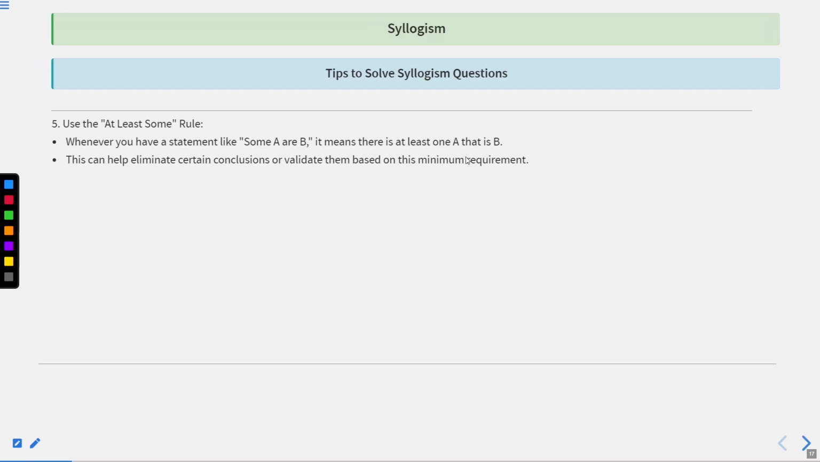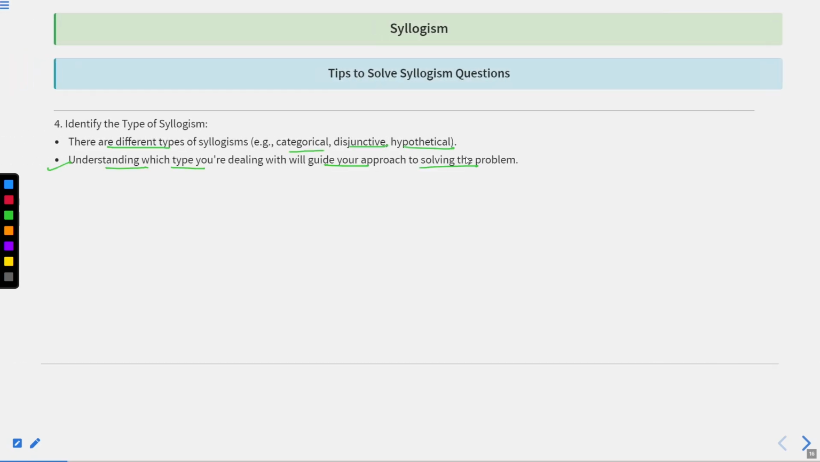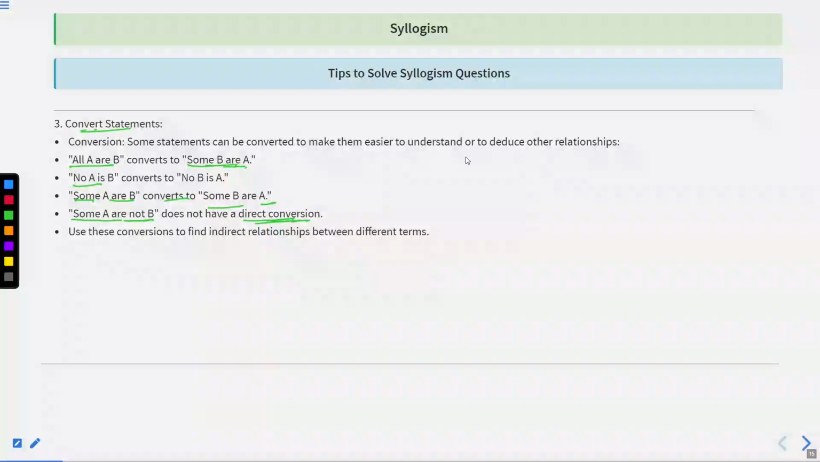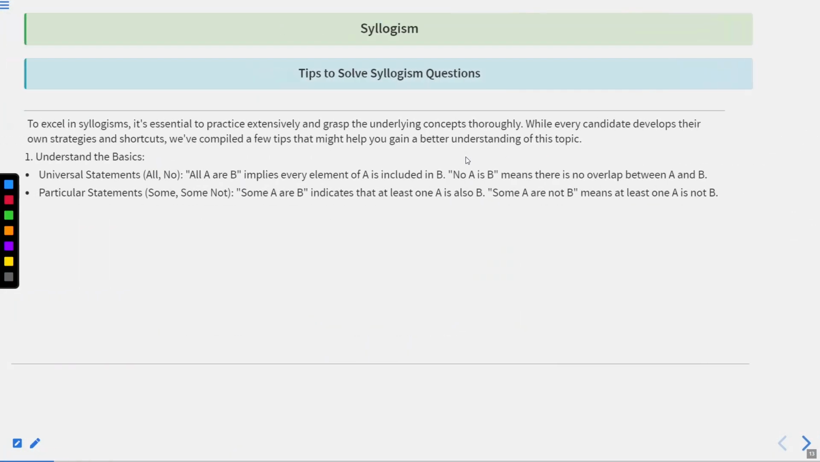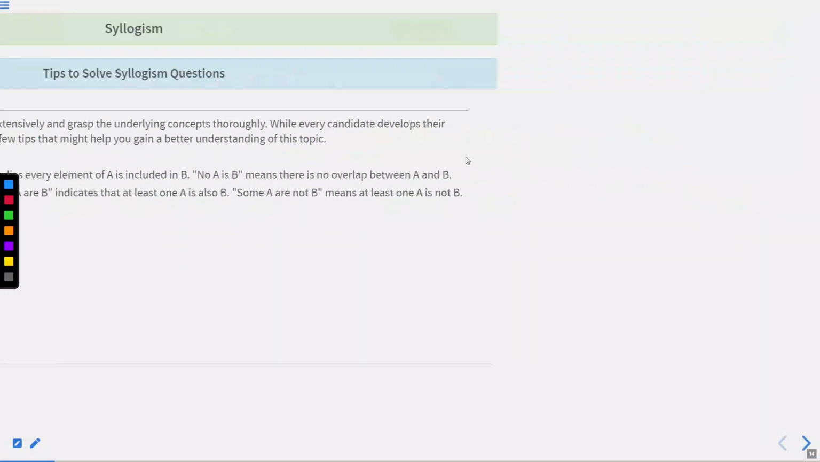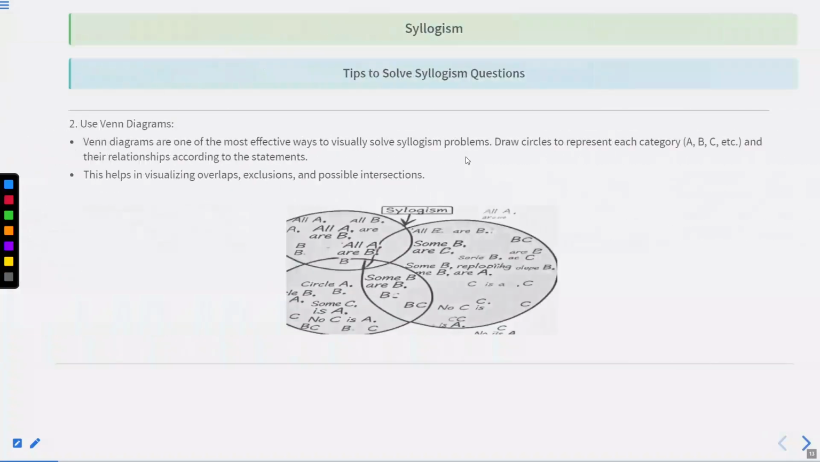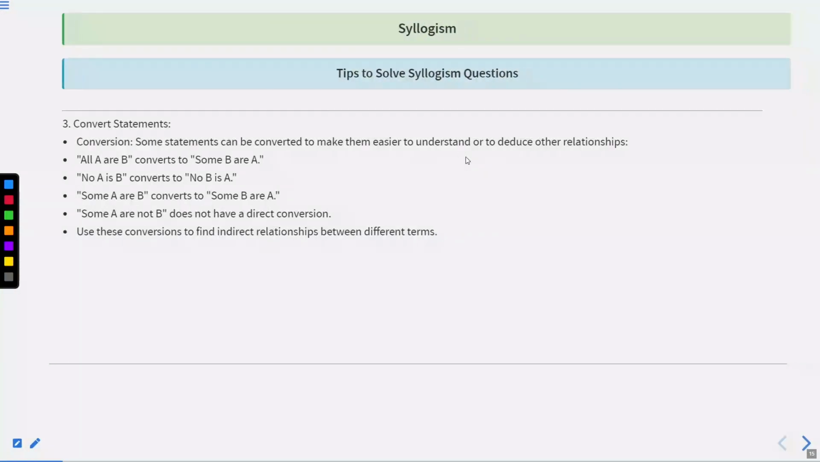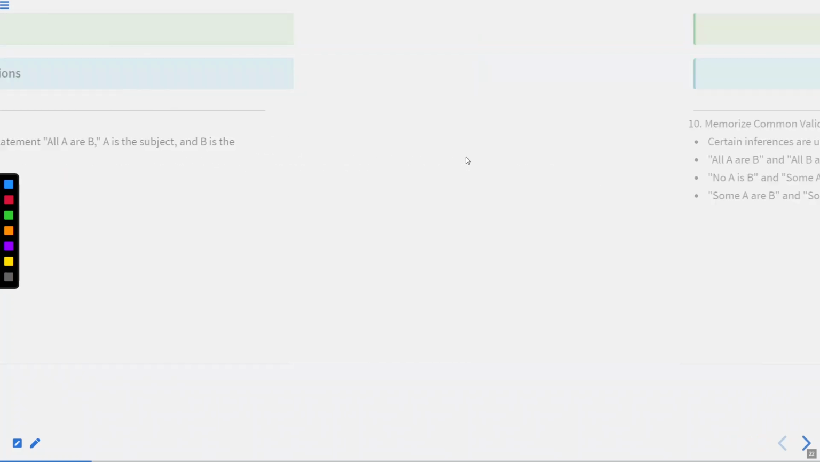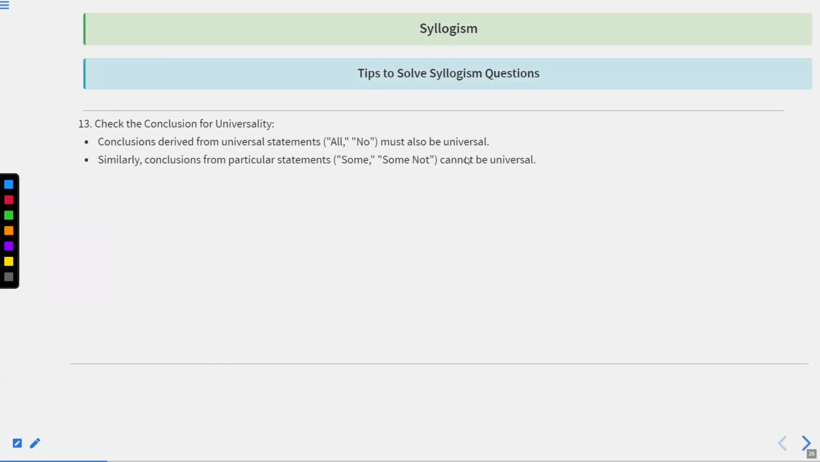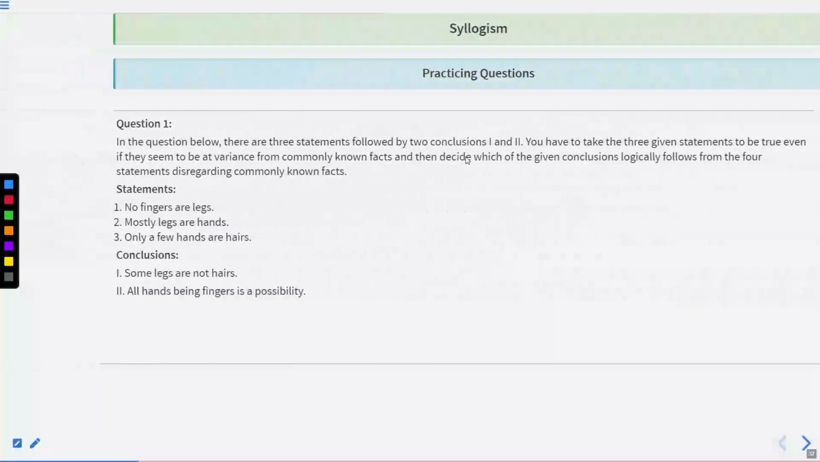Then there's the complementary elimination rule that we have already studied, and the at least some rule is also an important rule. Then identifying the types of syllogism. What are the types of syllogism? Then conversion, how can it take place? Then the use of the Venn diagram, and obviously understanding what exactly universal as well as particular types of statements are. So with this, we have concluded the tips also. We have tried to understand the tips, and we will keep those tips in mind whenever we solve questions related to syllogism.